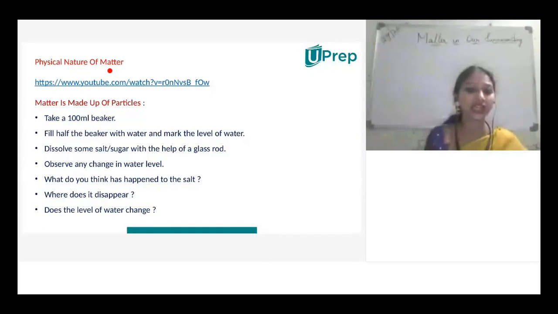This physical nature of matter is further classified as: matter is made up of particles. For this statement, we have given the best evidence. What is the best evidence? I have shown you the activity also. We have taken a 100 ml beaker with 50 ml of water in it.